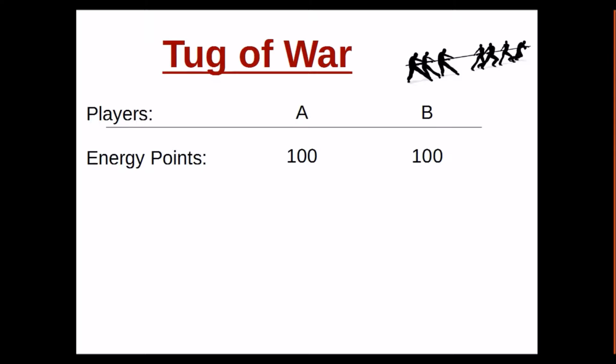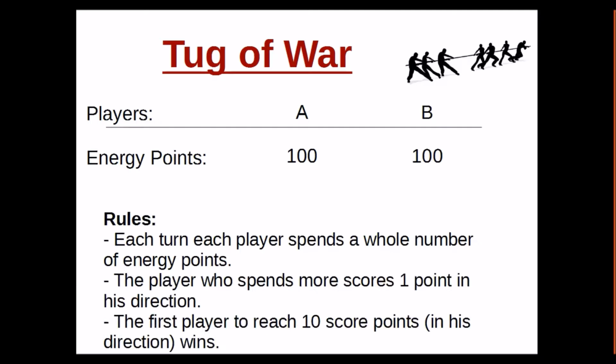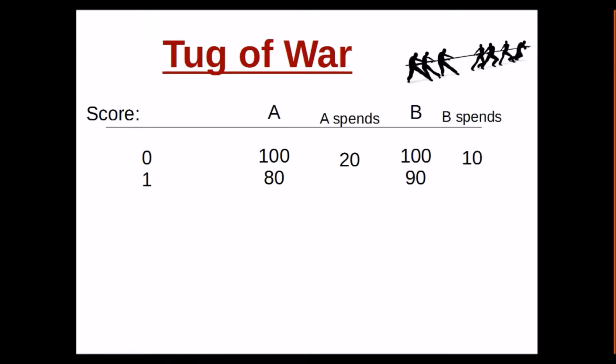They'll each have a given amount of energy points, and the rules are: in each turn, each team or each player spends a whole number of energy points, and the player who spends more points scores 1 point in his direction, so pulls a certain distance in his direction, and the first player to reach 10 distance points wins the game. Here's an example. Each player starts with 100 points.